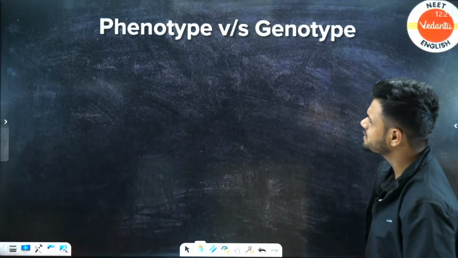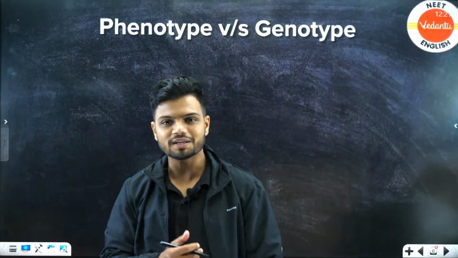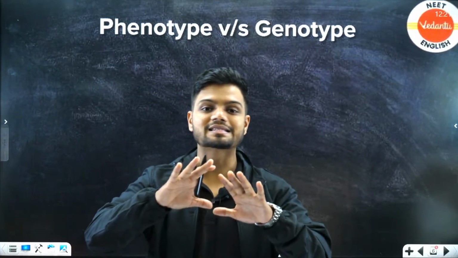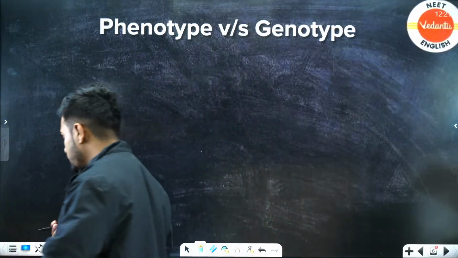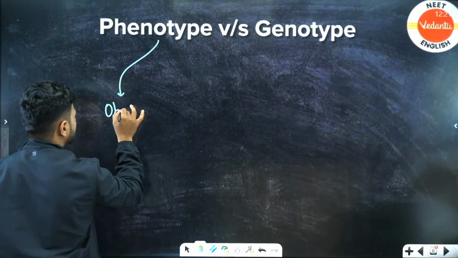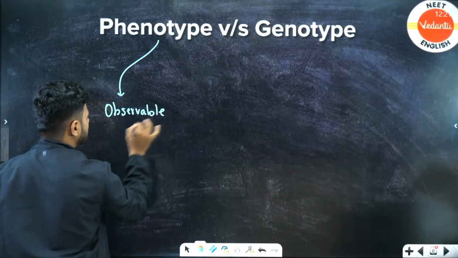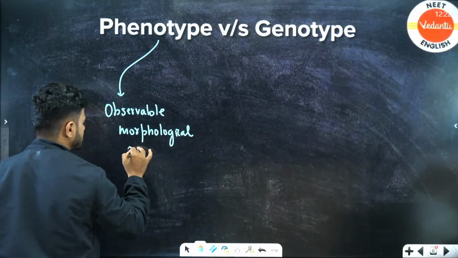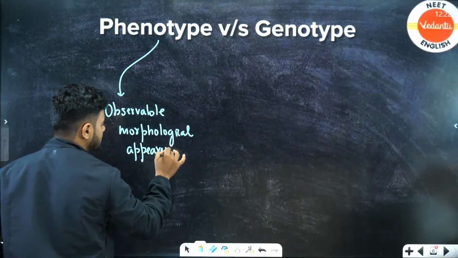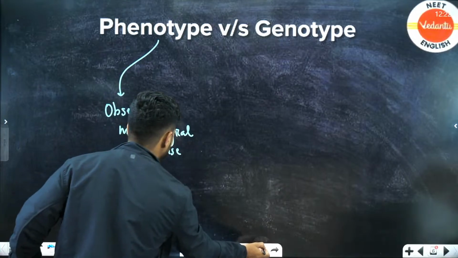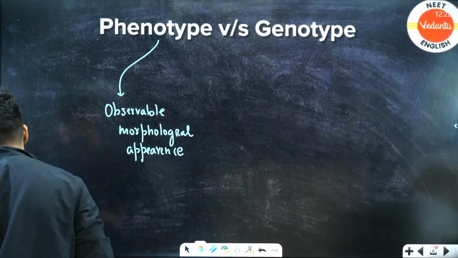The next concept is what is a phenotype and what is a genotype. Students, it's very simple. Phenotype is basically the external morphology and genotype is the genetic constitution. Phenotype is nothing but observable morphological appearance. Observable morphological appearance is called phenotype.